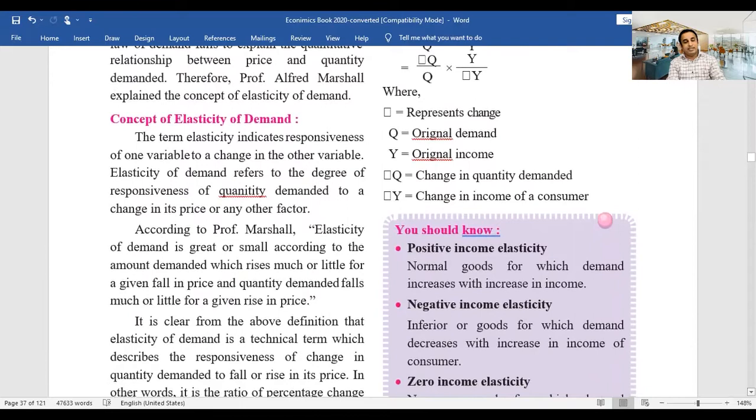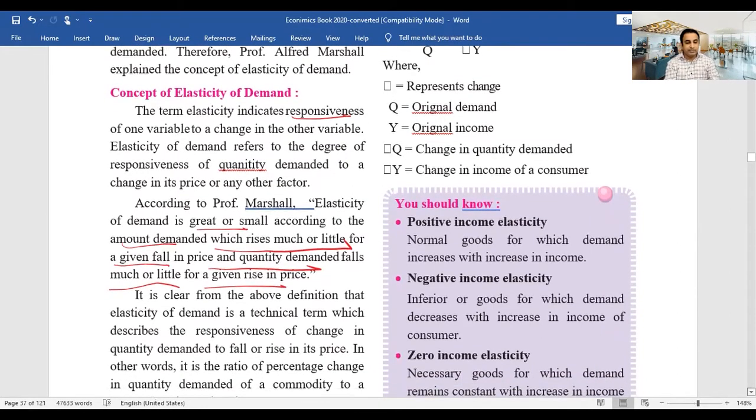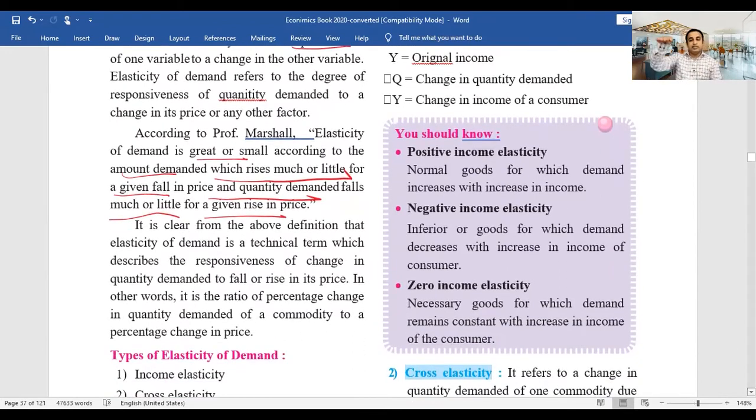So what is elasticity of demand? Elasticity is responsiveness. According to Marshall, elasticity of demand is great or small according to the amount demanded, which rises much or little for a given fall in price, and the quantity demanded falls much or little for a given rise in its price. So when price rises, demand falls, price falls, demand rises. But elasticity measures the exact percentage change in quantity demanded with respect to the percentage change in the price of the commodity.